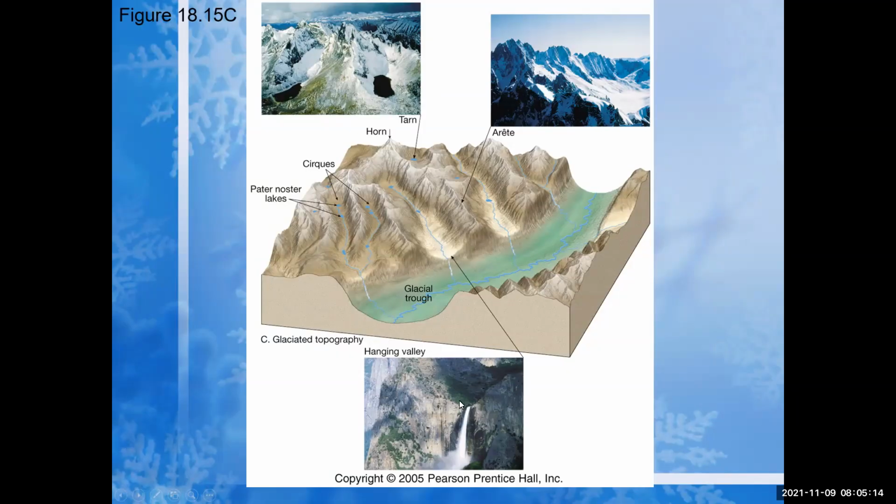Those waterfalls, or that condition, is what we call a hanging valley. And most certainly there are some tremendous examples of hanging valleys in the Sierra Nevada, particularly in and around the Yosemite area. It's pretty cool.